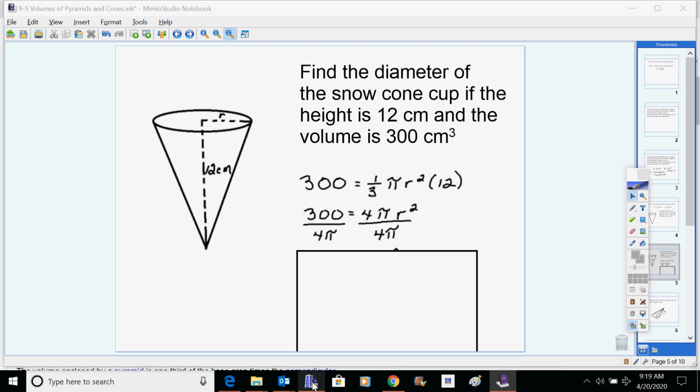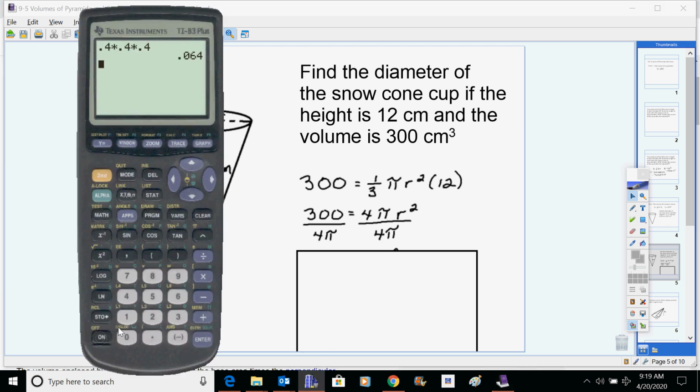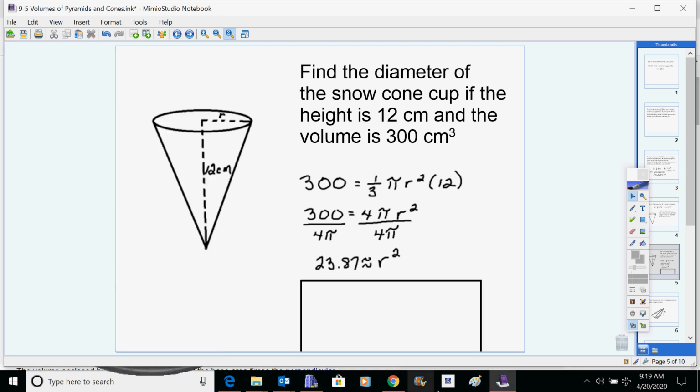Be very careful. You need to make sure that you're dividing 300 divided by 4 pi. If you're using this calculator, it's very easy to make a mistake. You need to divide it by 4 pi, so you have to use parentheses, because otherwise it's going to use the order of operations, and it's not going to group the 4 pi together. So our answer here is 23.87.